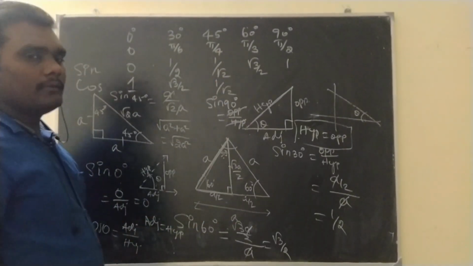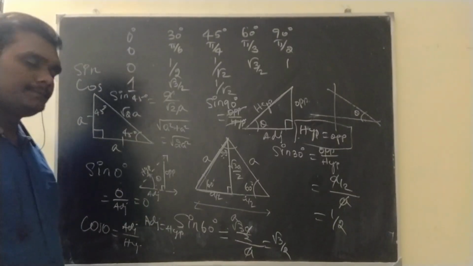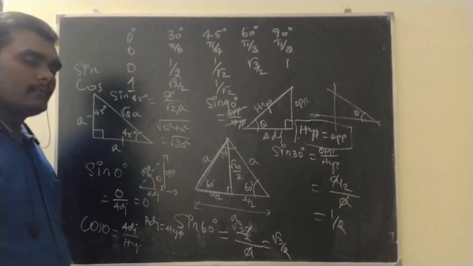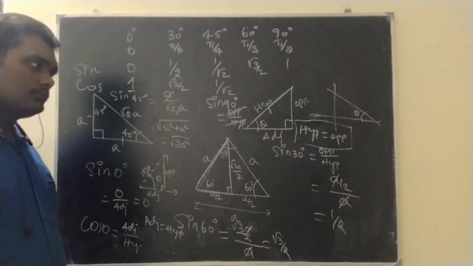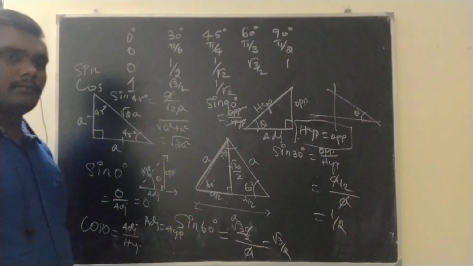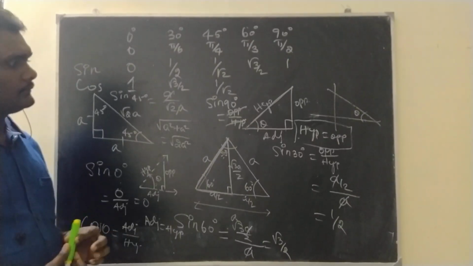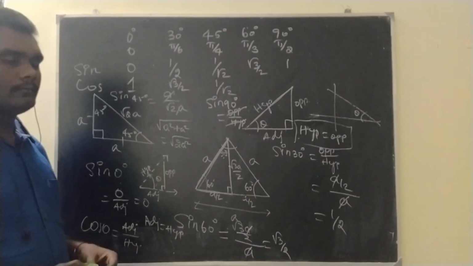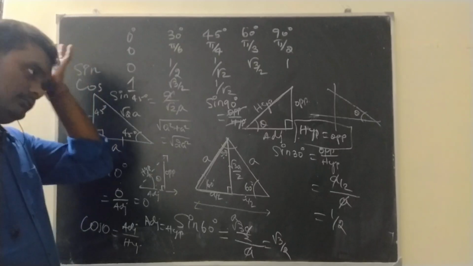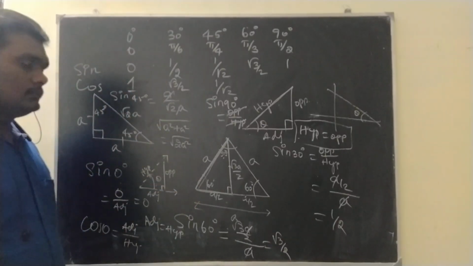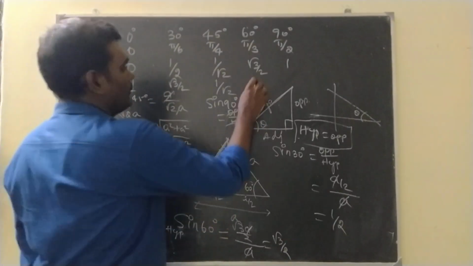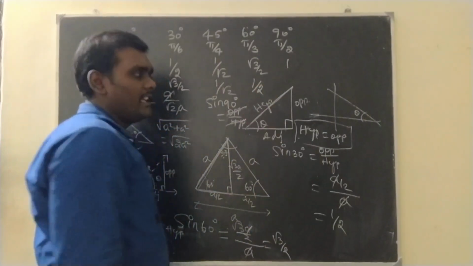Then 60 degree. Which triangle should we look for? The equilateral triangle. In this 60 degree, cos ratio, 1 by 2. Clever. Good. Then 90 degree.